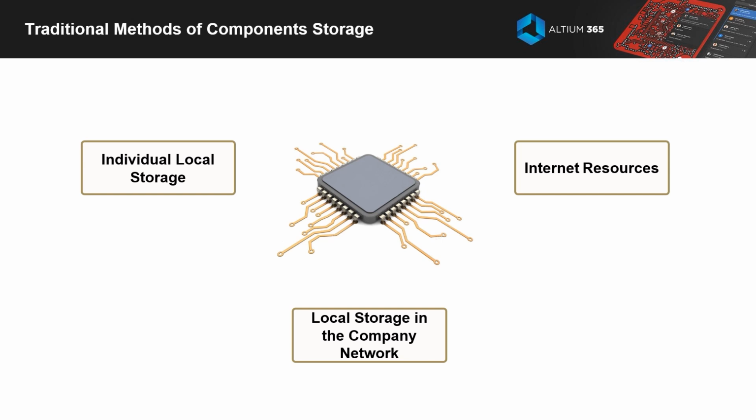Then we have local storage in the company network. These libraries can be organized in a local network or shared drive. This method is generally used for database libraries, but people often pass and store other file-based libraries using the network drive as well. Lastly, we're going to talk about something I'm going to call internet resources. So these are downloadable libraries from places like Octopart, and they're libraries that can be downloaded for use.